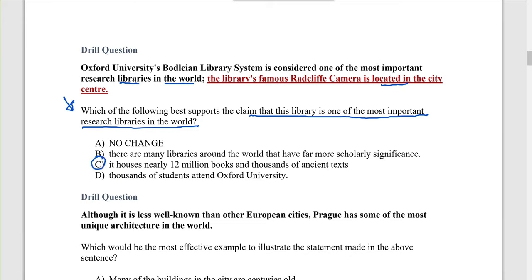So C tells us it houses, which means what? It contains nearly 12 million books and thousands of ancient what? And thousands of ancient texts. Thank you very much. So I will never go for A, B, or D, I don't even want to what? To read them. Thank you very much.